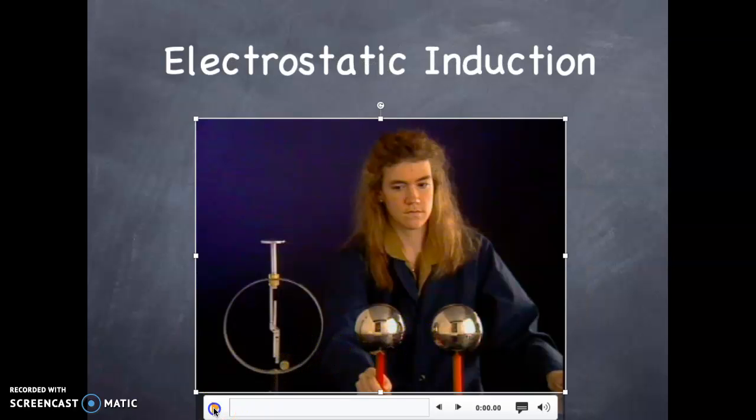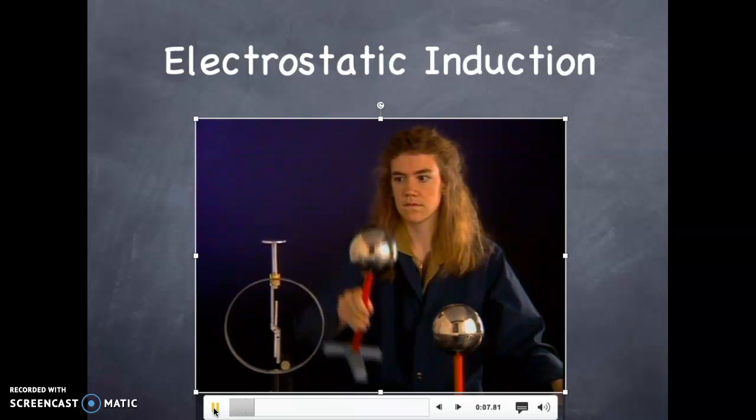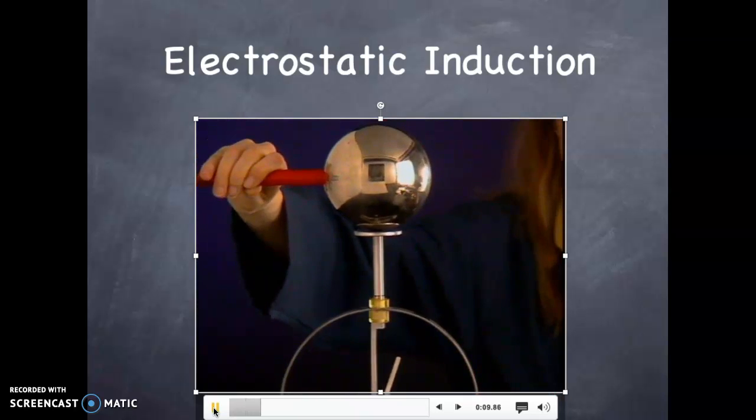Here's a case in point. An electroscope and a pair of metal spheres will be used to demonstrate electrostatic induction. If one of the spheres is charged, the sphere can cause the electroscope to deflect.